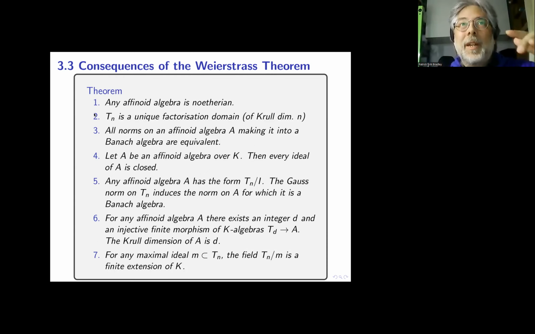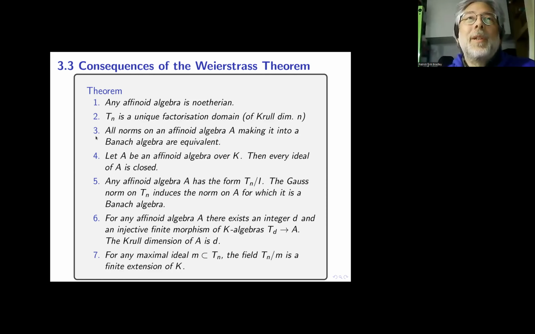So this Tn has consequences not just for Tn, but for any affinoid algebra. Any affinoid algebra is Noetherian. If you don't know what it is, it doesn't matter. It just means that it's nice enough that you can pretend these are polynomials, but with infinitely many non-zero coefficients. So Tn is a unique factorization domain. This is an immediate consequence of Weierstrass, of Krull dimension n.